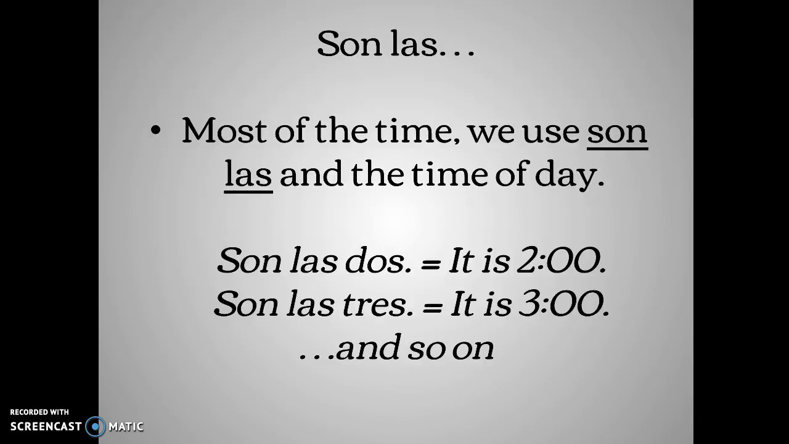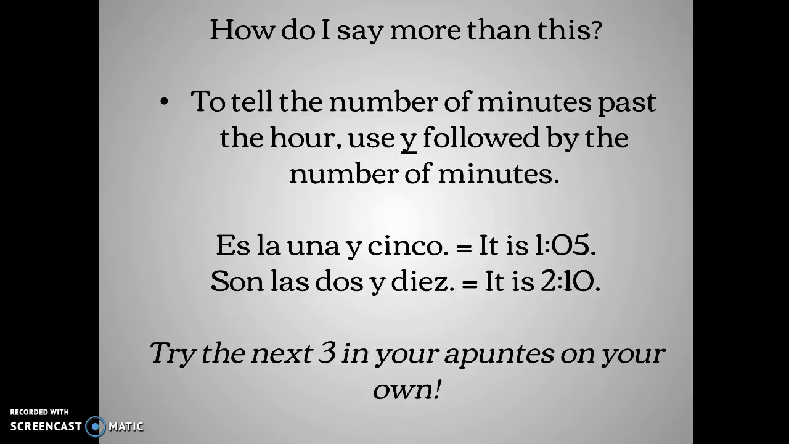Now we're going to go on to figure out how we tell the number of minutes past a certain hour. If we want to tell the number of minutes past the hour, we use y, which means and, followed by the number of minutes. If we want to say, for example, it is 1:05, we say es la una y cinco. Technically, this translates to it is 1 hour and 5 minutes, but the way we would say it in English is it is 1:05.